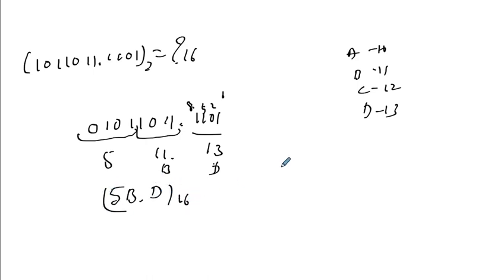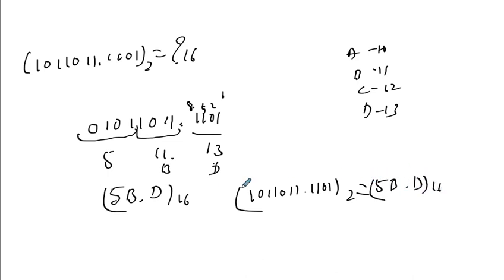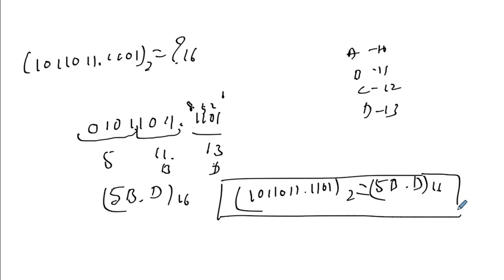It means that 1111.1101 in binary is equivalent to 5B point D in hexadecimal. I hope this is clear to you how to convert a binary number with a fractional part into the hexadecimal number system. Okay.